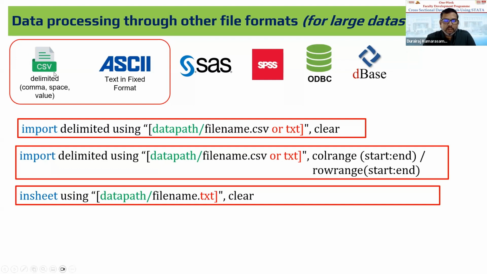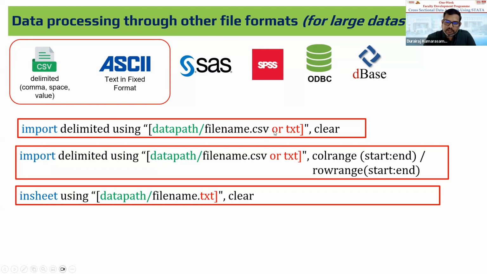Suppose you have a very large data set which is available in CSV, that is comma separated values. In that case, these are the commands that we widely use to import the data so that we can use it for further analysis. So here as well, we call import delimited, because the nature of the file itself is delimited, either comma separated values. So import delimited using, again, the data path .csv. If it's a CSV file, you can use csv, or some files are also available in a TXT format.